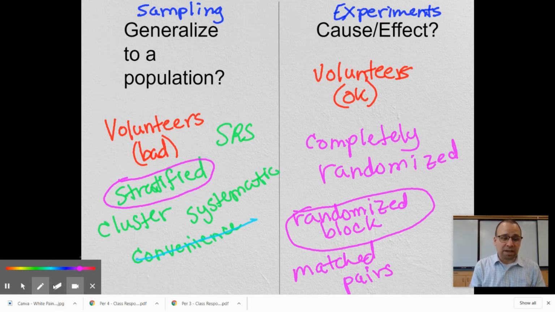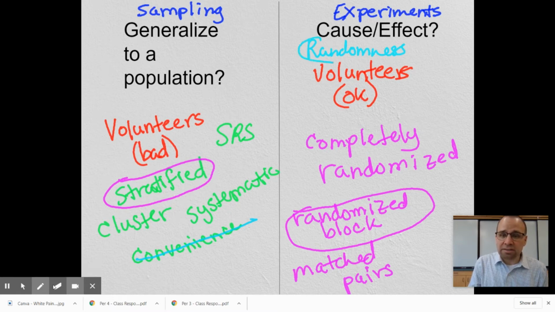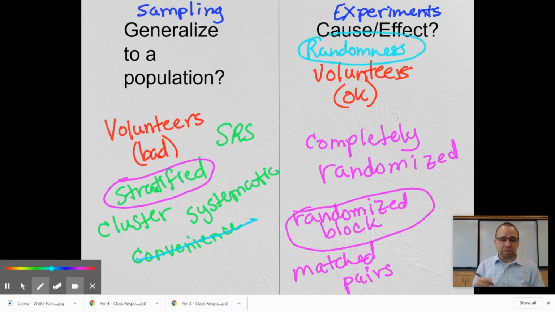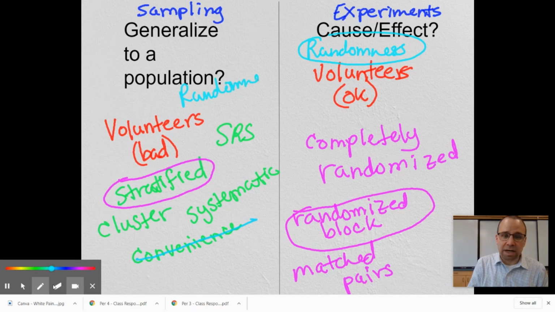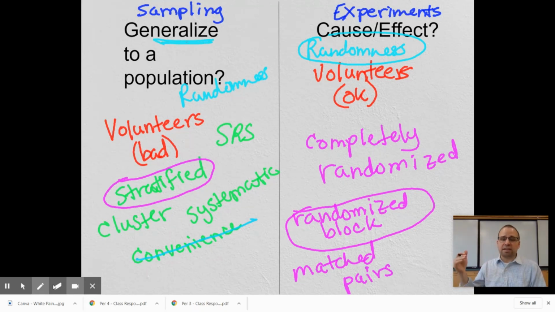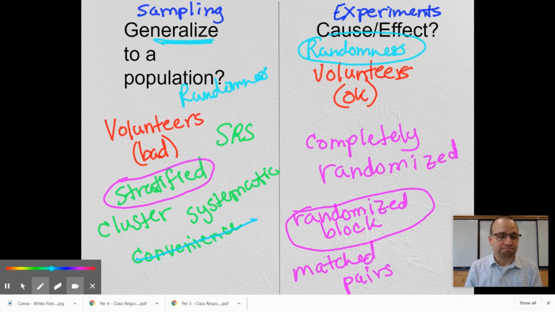So that's the big theme over here. Random is still a part of it. All the sampling is random, but here it's the random assignment of treatment that really shows the cause and effect relationship. But all of these sampling techniques also have to use randomness, so there's no bias when you're trying to generalize. But again, it's a different outcome. You have to keep in mind what you're trying to do in your study.